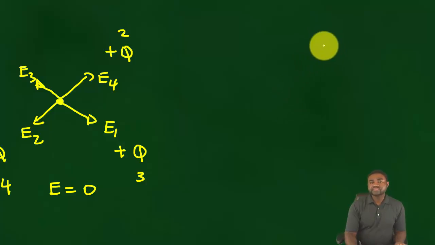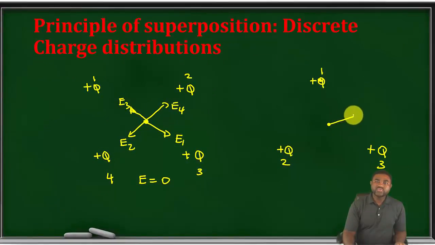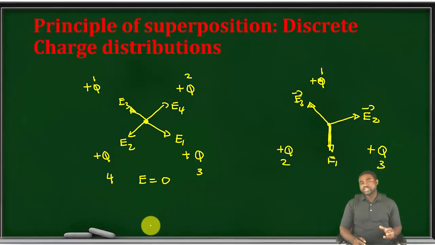Suppose we have three charges, plus Q, plus Q, plus Q, and we want to determine the electric field at the center. This is 1, this is 2, and this is 3. You see that E2 will be in that direction, E3 in that direction, and E1 in that direction. So at a given point in space, as long as you know the sign of the charges, it is always easier for you to determine the direction and the magnitude of the electric field at that given point.